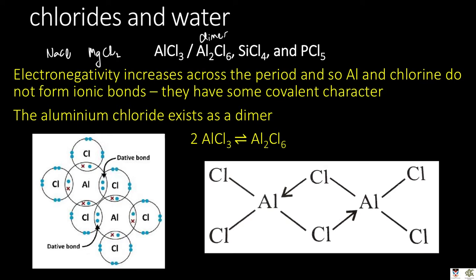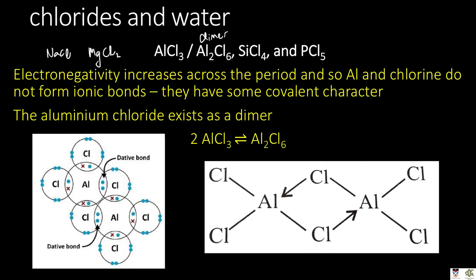So make sure you know where to draw the 2 dative covalent bonds and then all of the other normal covalent bonds. If they don't ask for a dot and cross diagram specifically, then you're perfectly fine to give a diagram like this one, where we show the dative covalent bond using arrows and just use single lines to represent single covalent bonds.